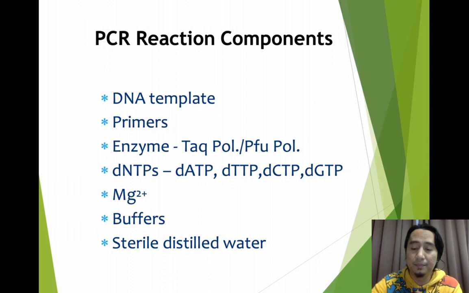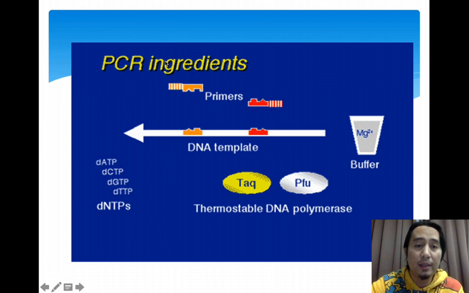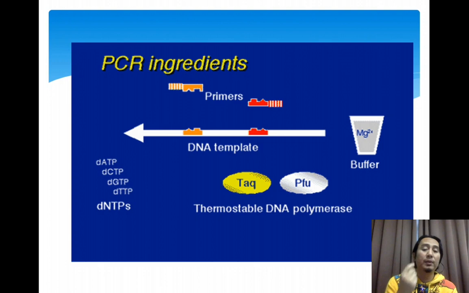So this is a schematic diagram of how the PCR ingredients work during the PCR reactions. This is the DNA template, and the yellow one is the forward primer, and the red one is the reverse primer. And this is all the dNTPs, and either we use Taq polymerase or Pfu polymerase, and magnesium ion in the buffer. Usually the buffer comes with the DNA polymerase that you ordered. When you order Taq polymerase, it comes with the optimized buffer. When we order Pfu polymerase, it comes with the specific buffer for Pfu to optimize the reactions of the Pfu during the PCR.